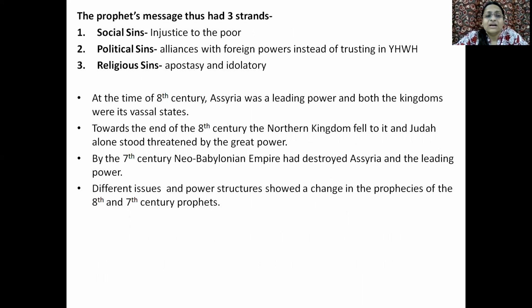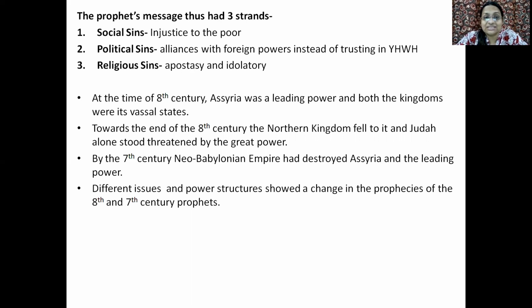The next thing we see over here is the prophets' message. What were the prophets prophesying about? The prophets were prophesying basically about three things; they have three strands in their messages. First is social sins. The social part of life is extremely important for God. If you see the Old Testament prophetical books, you will understand that God is more interested in how one person deals with another person, because it reflects the nature and the character of God. So the first strand the prophets were prophesying about was the social sins.